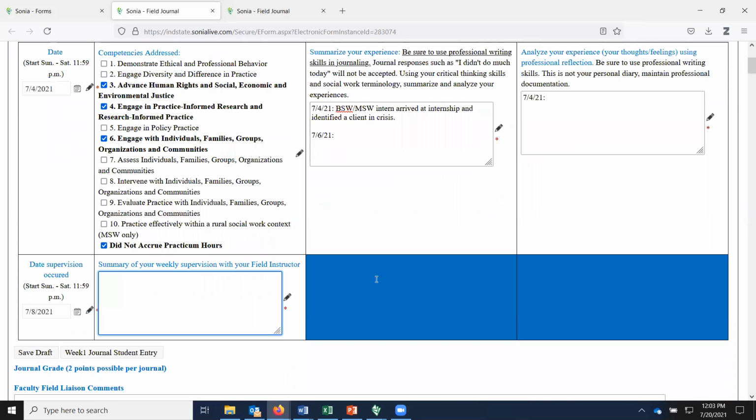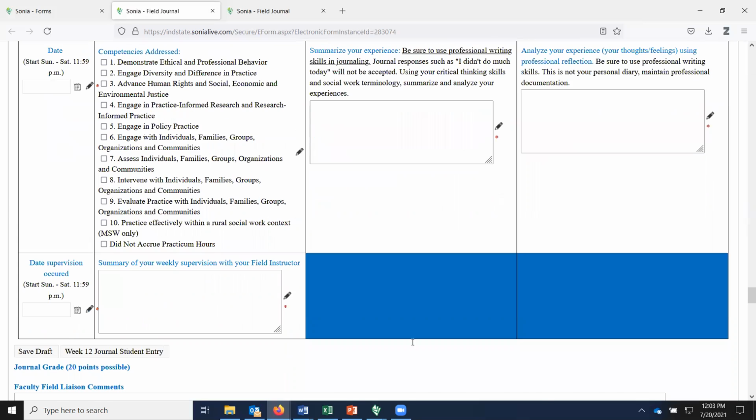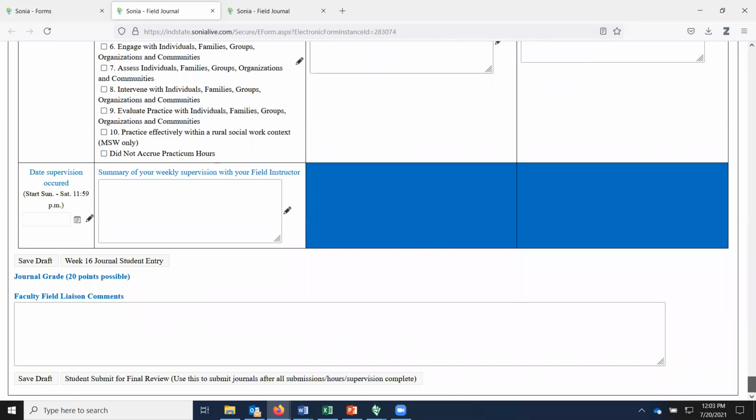I don't think there's anything else on here. At the end, you'll scroll through all of them, and at the end, of course, you'll have opportunities to submit all of your journals once you've gone through each of them. And you'll notice I haven't changed this. It says 20 points possible. That's just an error, so I need to go in and still fix some of that, so don't worry about that. But each of them are worth 2 points. At the very end of the semester, when you've completed your internship and you do your final journal, then you would come down and you could submit it for final review, where we will be checking all submissions, your hours, and your supervision to make sure that you've met the requirements for the field program. So that is how you do your journals.